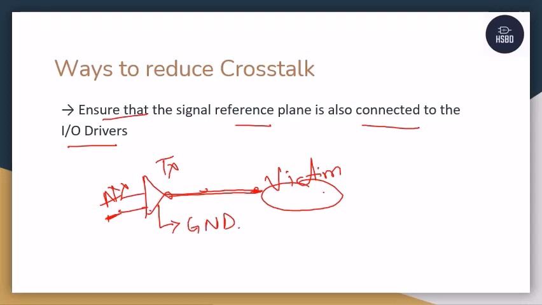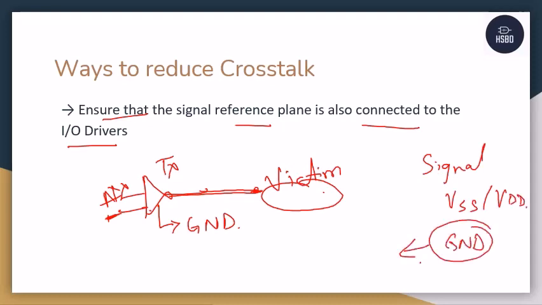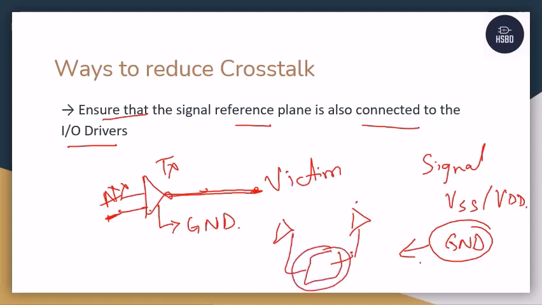If you check the transmitter, there are signal pins. There should be a VSS or VDD, and there will be ground pins. So the ground pin should also be connected to the reference of this victim. The ground pin of the transmitter as well as the receiver should be connected to a single ground plane. The same ground plane should be there. This will definitely reduce the risk of getting crosstalk in between, and there will be a reference plane that will help you to reduce the crosstalk.